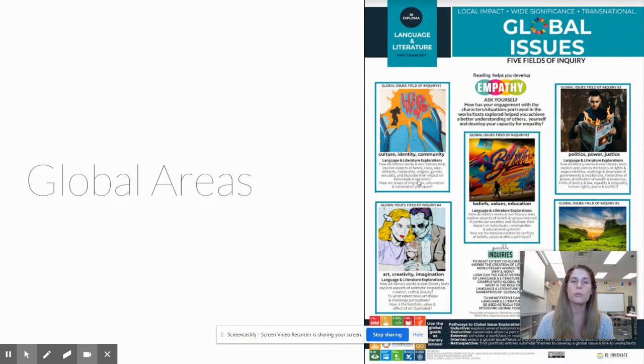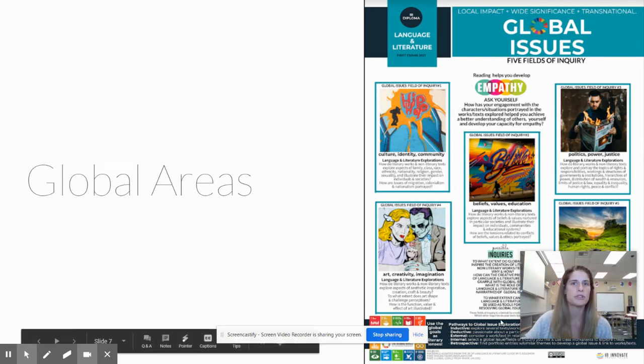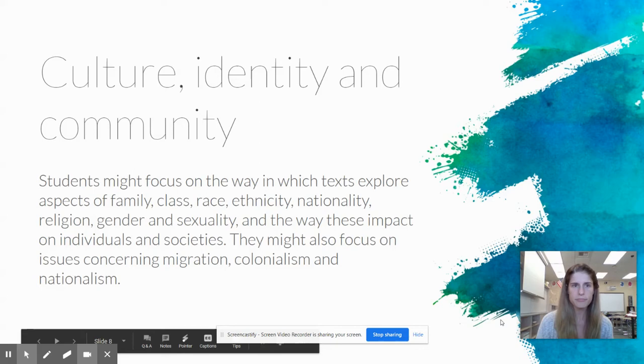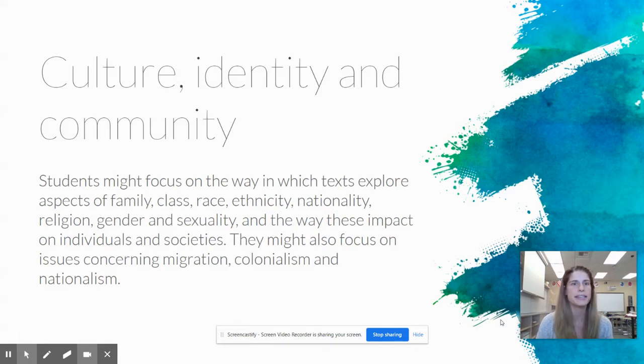There are 5 different global areas in IB, and you'll see them represented in this poster that I'll also post in our classroom. The first one is culture, identity, and community. Now, this is not a global issue, but this is an area that you can get your global issue from. So perhaps you are interested in the ways that family, class, race, ethnicity, and nationality, or colonialism impact each other. You can use this as a jumping off point to create a global issue.